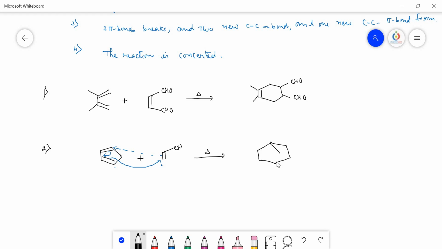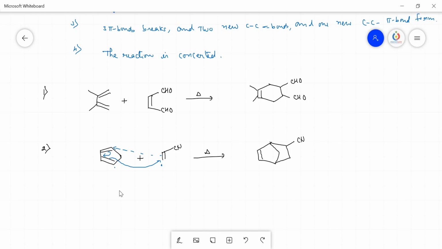So first of all, the basic compound I'm writing. This is the basic 5-member ring. In this, here the pi bond comes, and the new connections are this one. So these two are new connections. Here cyanide comes.